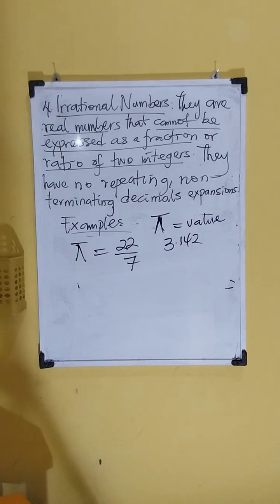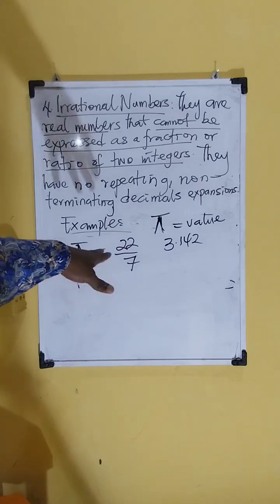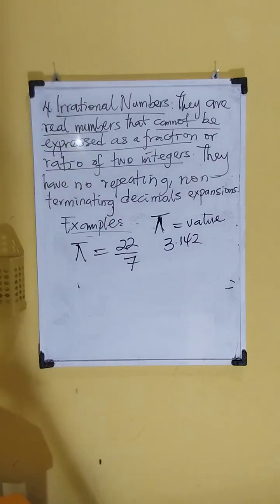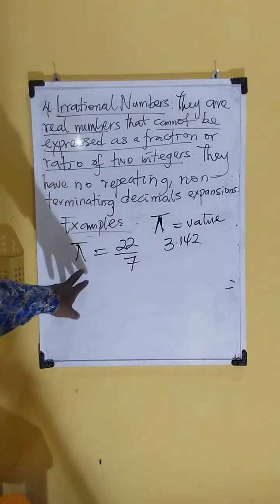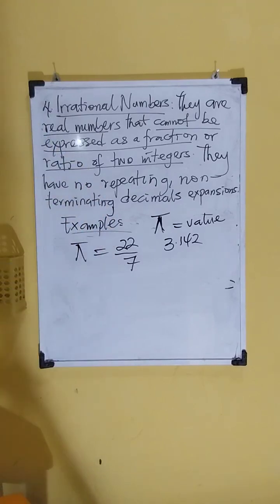We must have seen it, even if you are not a science student, you saw it in primary school. Sorry, in JSS 2 or JSS 3, you saw this. When you want to find the area of a circle, this is pi r squared. Do you remember that? So this is an example of an irrational number. Did you get that?